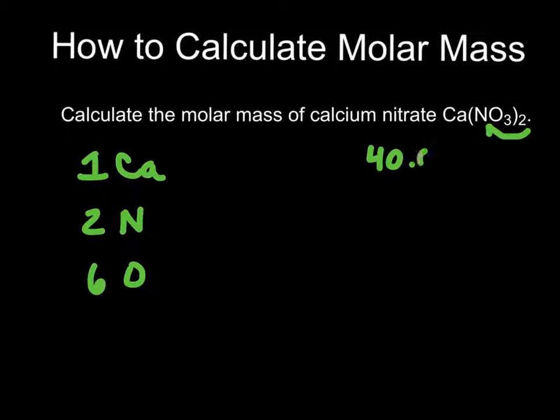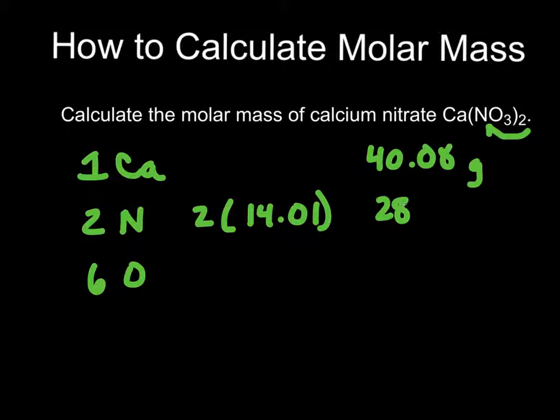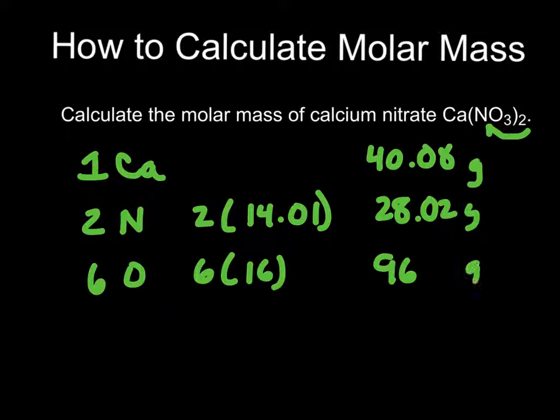is 40.08 grams per mole. 2 nitrogens, we take 2 times the mass off the periodic table, 14.01, and we get 28.02 grams per mole. For oxygen, oxygen's mass is 15.9995, so we just round that to 16. So we'll take 6 times 16, which gets us 96 grams.